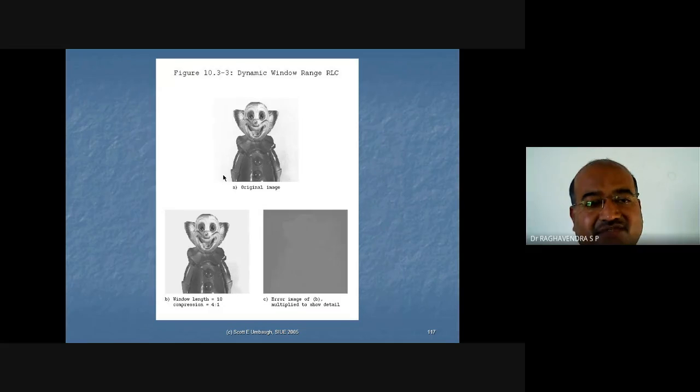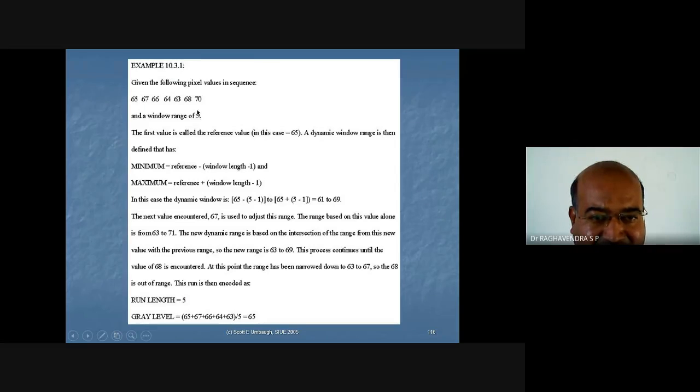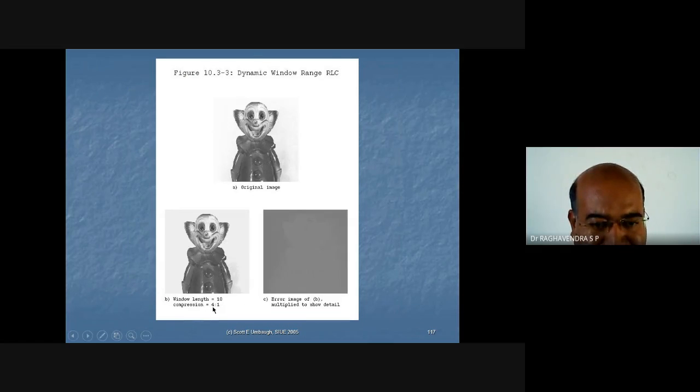This is the original image. If you apply the dynamic window range using the run length coding mechanism, how is the image going to change? For example, if you choose a window length of 10, in our previous case we took a window range of 5 and applied the compression. In this case, if the window size is 10, the compression is 4:1, meaning the given image will be compressed 4 times. That is the compression ratio.